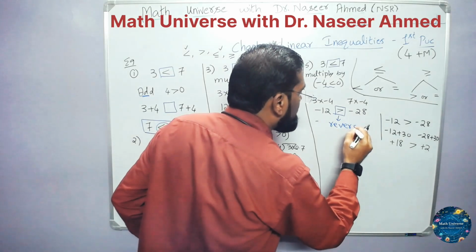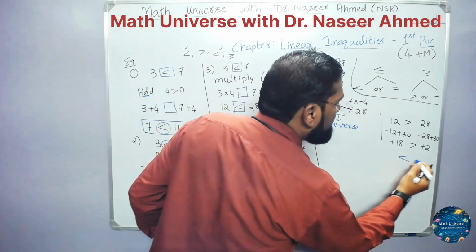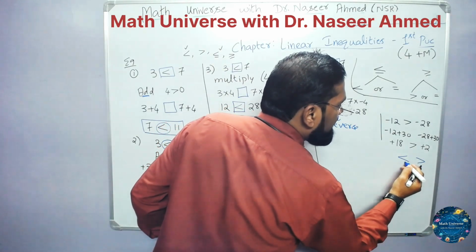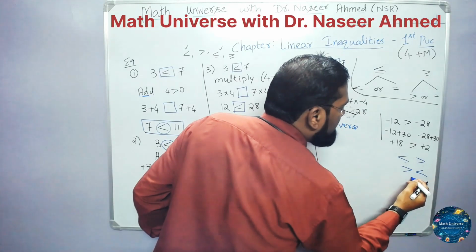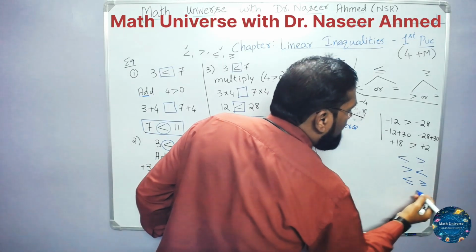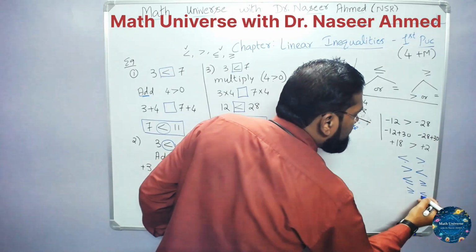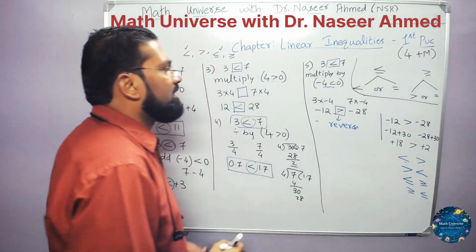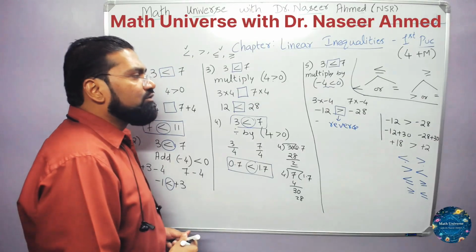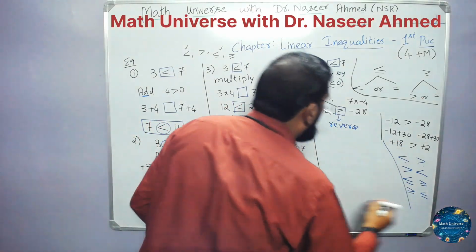It's very simple also, no? See, what is reverse of this? Reverse of less than is greater than. Similarly, what is reverse of greater than? Less than. What is reverse of less or equal to? Greater or equal to. What is reverse of greater or equal to? Less or equal to. Reverse them. Same thing is going to happen if you are going to divide by a negative number.